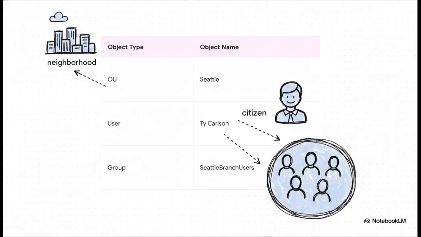Now that the foundation is poured, we've got to populate our city with neighborhoods and citizens. We're creating 3 distinct object types here. First, an organizational unit, or OU, named Seattle. You can think of this as our new neighborhood. Second, a user account for a citizen named Ty Carlson. And third, a global security group named Seattle Branch Users. Grouping our users like this, that's the secret sauce that makes scalable management actually possible.